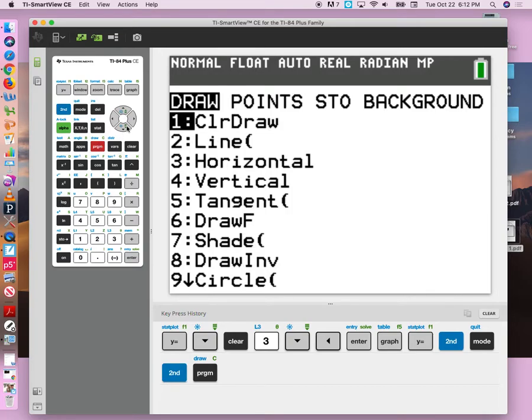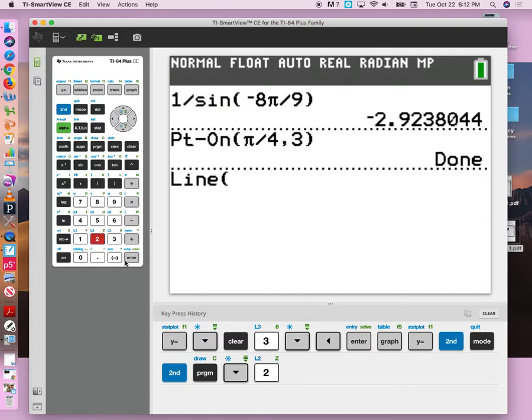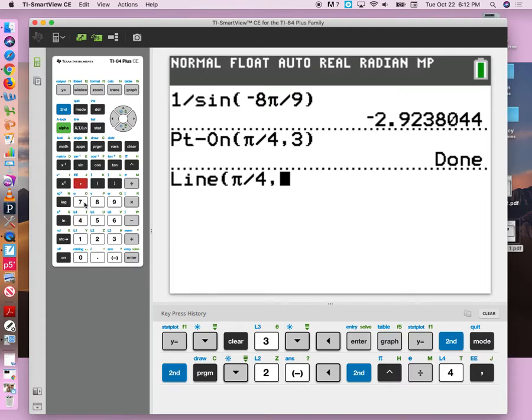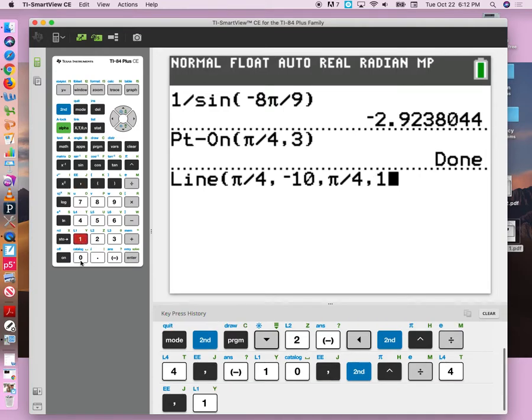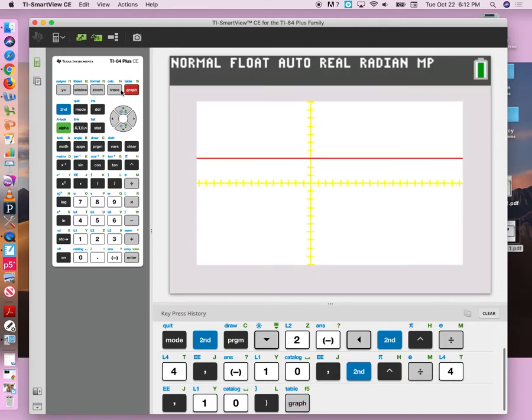I want to do a line from negative, let's see, where do I want the line? I want the line at pi over 4. So I'm going to say pi over 4, comma, negative 10 to pi over 4, comma, positive 10. That should draw me a vertical line right here. Oh, gotta hit enter.